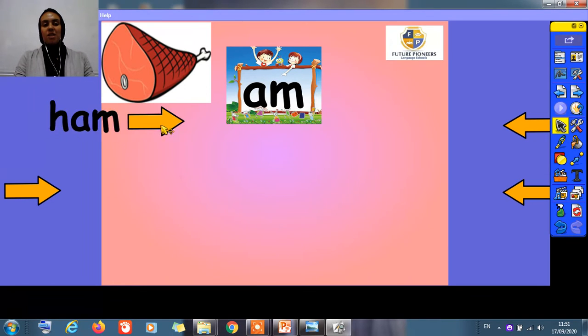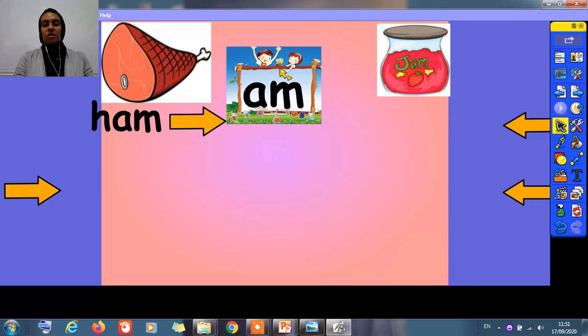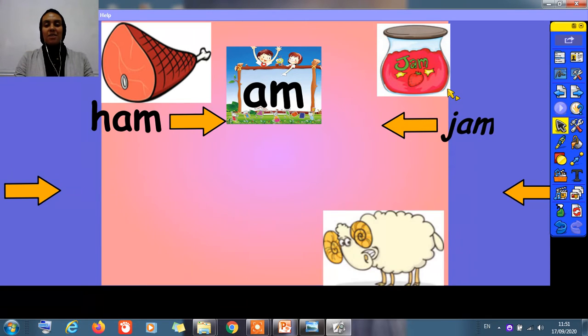It's, let's read together. Ham. Very good. Okay, this is what? Jam. Let's see the word together. Yes, jam. Jam. Very easy. Okay. What is this picture?